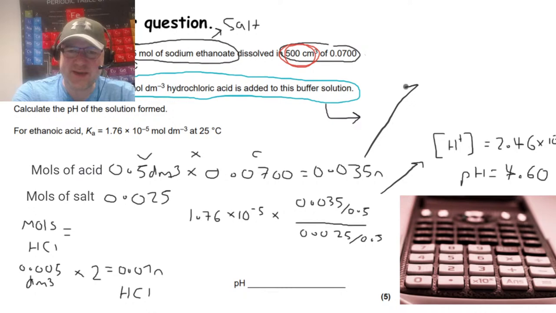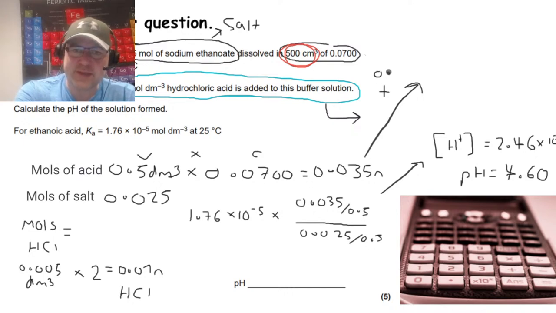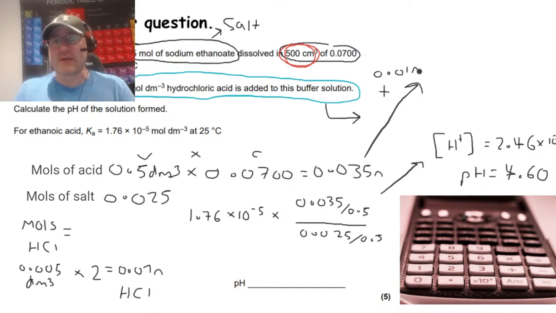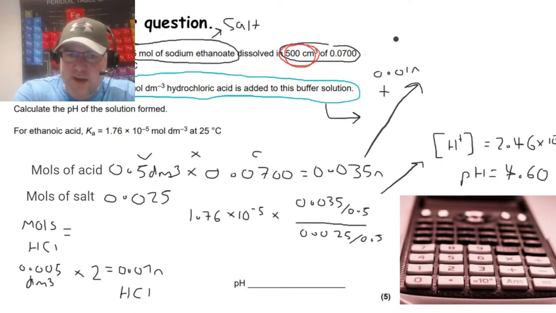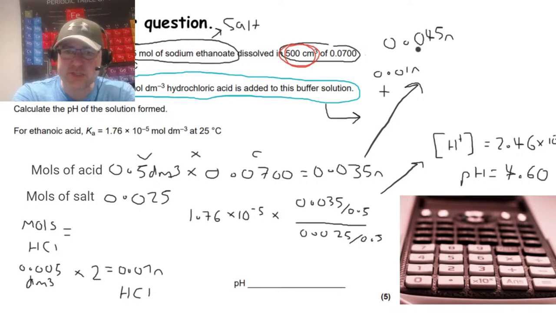So my acid concentration, which was 0.035, I need to add 0.01 moles, right? Because I've just added HCl. How do I know that that's going to increase the acid concentration? Well, it's a strong acid. It fully dissociates. Notice they added a strong base in the last one, KOH. This time they're adding a strong acid. Why do they add strong acids or strong bases in the questions? Because it's easy for you to assume that that's going to increase the hydrogen ion concentration by that many moles. So we're going to take our acid up to 0.045. I've now got 0.045 moles of acid. Right? That's my total acid.